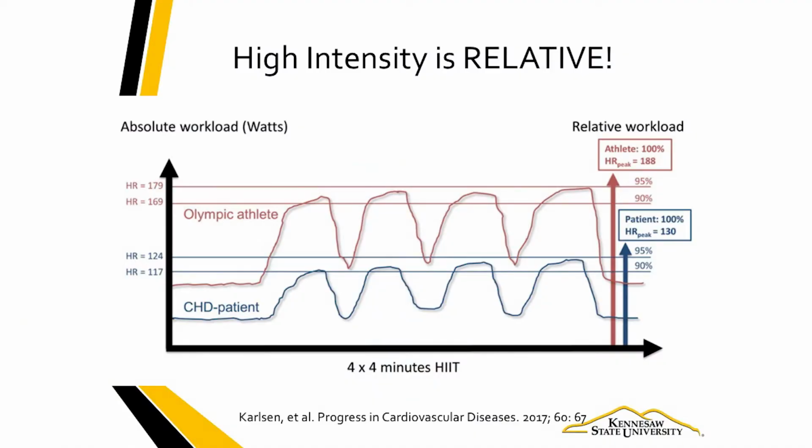In this example, I give you an Olympic athlete on the right, or the red color on the top, and then a coronary heart disease patient on the bottom in blue. Notice that they're working at the same relative intensity. They're still doing interval training. The Olympic athlete's working at a much higher percentage of their capacity compared to the heart patient, but they're still working at the same relative intensity, 85, 95%. Okay? So understanding that, again, that's probably the number one thing. High intensity is relative to your individual.